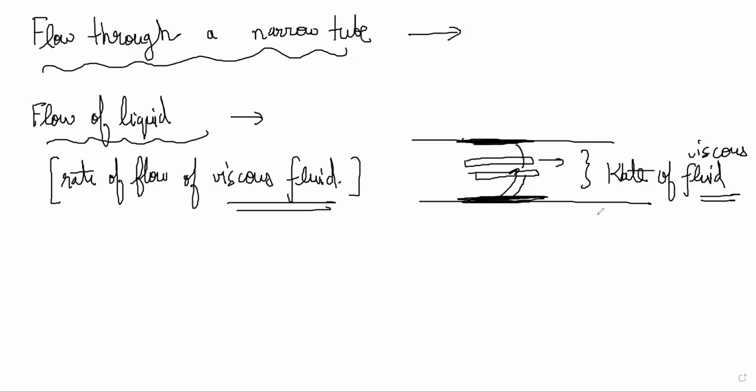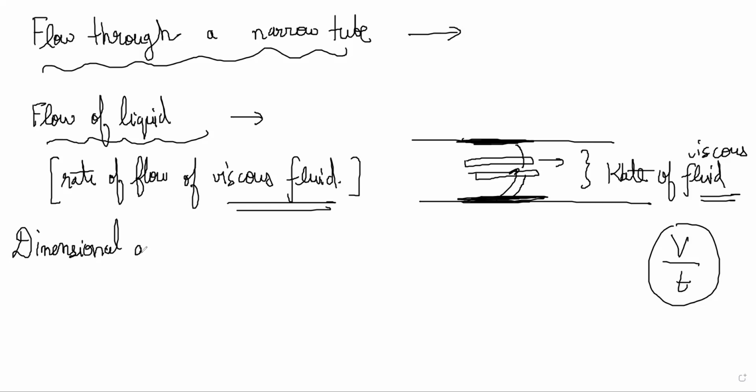So the rate of fluid flow will be given by some volume per unit time, V by T. How much volume of fluid is coming in? Now the actual derivation of this is quite hard, so what he has done is dimensional analysis. Dimensional analysis will help you get a correct formula, as long as you know what factors it should depend on.